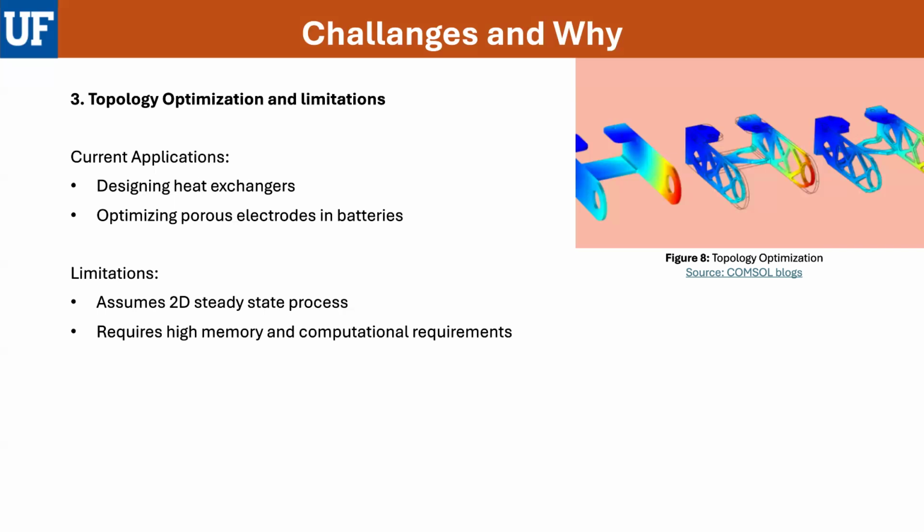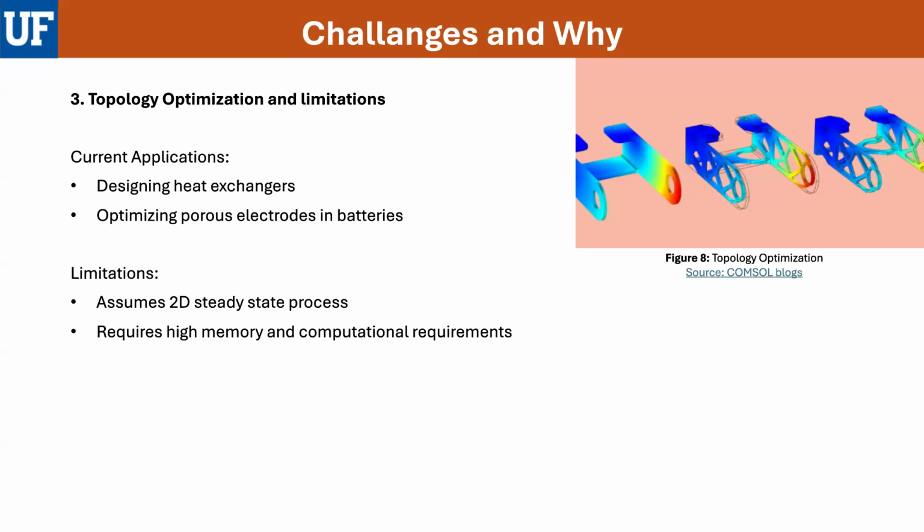So what are the current applications? Currently, topology optimization is used in designing heat exchangers. It's also used in optimizing porous electrodes in batteries. But it also has its own limitations. It assumes a 2D, steady state process, but in the real world it's not 2D and it's also not steady state. The other limitation is that it requires high memory and computation.